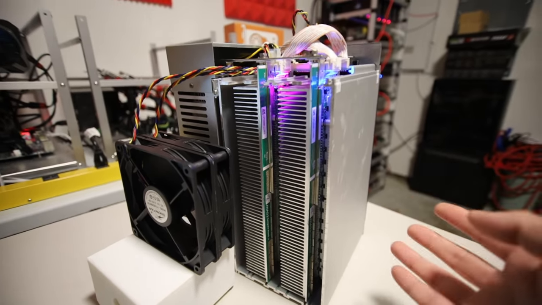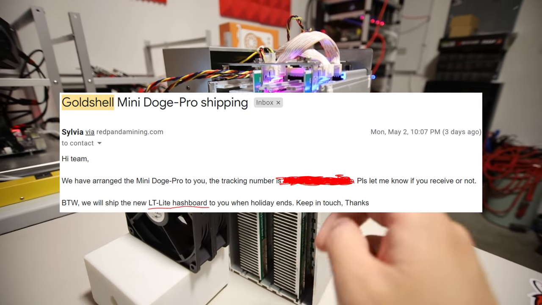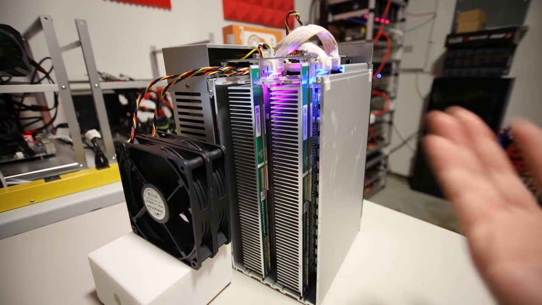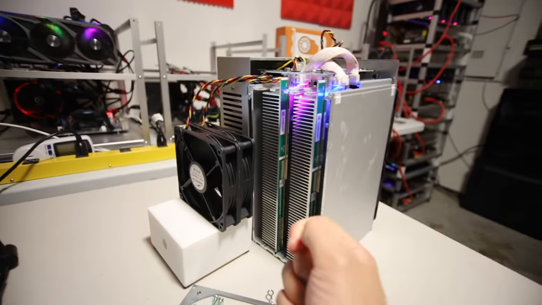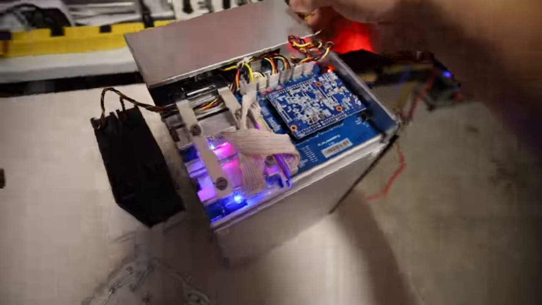So I said, all right, yeah, no problem. And then they will ship me a new, I guess, LT Lite hashboard. And hopefully that will come in the next couple weeks here. They said they'll send it pretty soon.